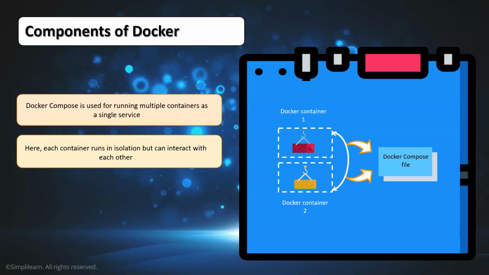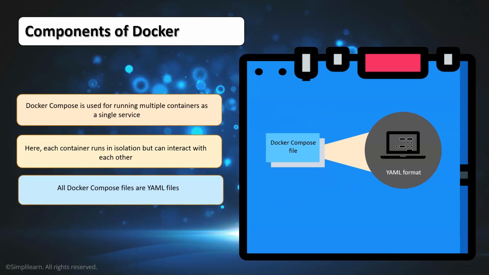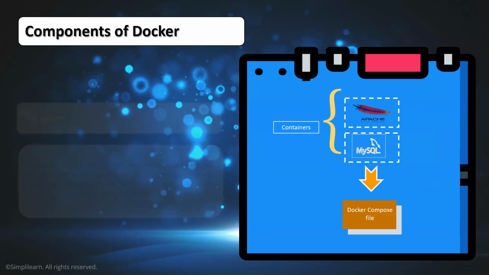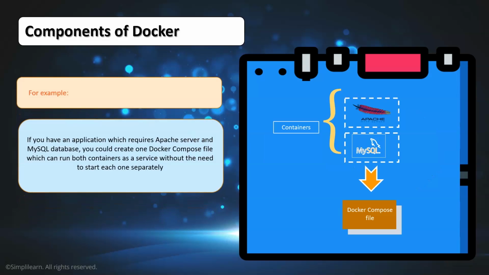These containers totally run in isolation, but yes, you can establish the interaction, how they want to interact with each other, and you can put that interaction in the Docker Compose file. The Docker Compose file is written in YAML format, and in it you define that, okay, I need 2 containers, and this image should be there. These are the parameters you need to run, and if you want the interaction or linkage between the images, that also you can establish within this YAML file, or this Docker Compose file, right? So let's say, for example, I want an application which requires an Apache web server and a MySQL database.